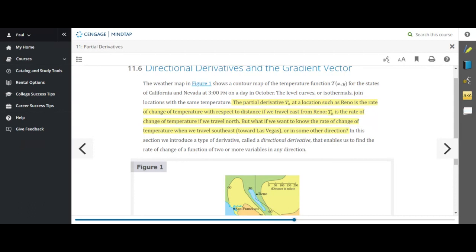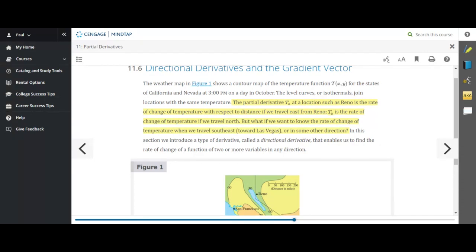But of course, when we take the partial derivative with respect to x, it says there the partial derivative T sub x. The partial derivative of T with respect to x at a location such as Reno is the rate of change of temperature with respect to distance if we travel east from Reno. So remember, partial derivatives with respect to x give the rate at which the function changes as we move in the direction of the positive x-axis.